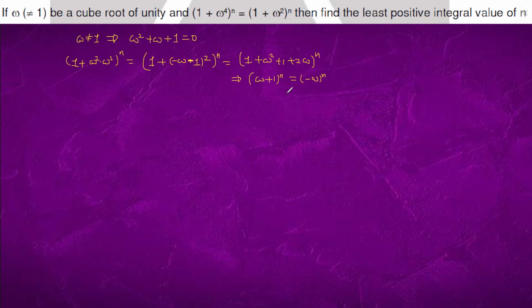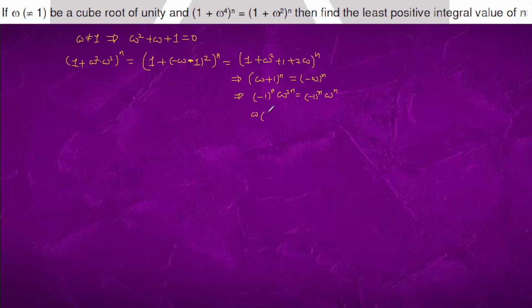Least integral value. Then we will have to go like this way. Omega plus 1 is what? Minus omega square minus 1 to the power n omega 2n. And here it is what? Minus 1 to the power n omega n.